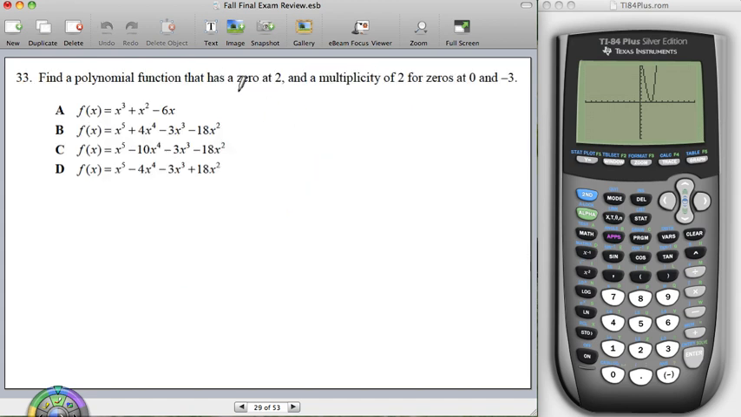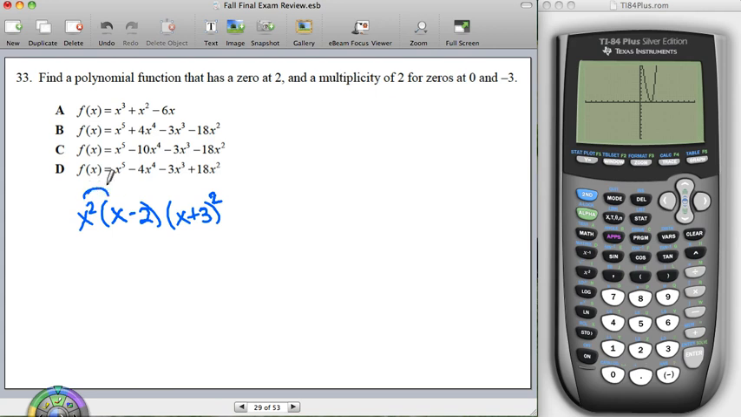33, find a polynomial that has a 0 at 2 and a multiplicity of 2 for zeros at 0 and negative 3. So if I have a 0 at 2, that means I have a factor of x minus 2. I have a 0 at 0, so that means I have a factor of x with a multiplicity of 2. And then I have a 0 at negative 3, so I have a factor of x plus 3 with a multiplicity of 2. And then you just need to multiply out.